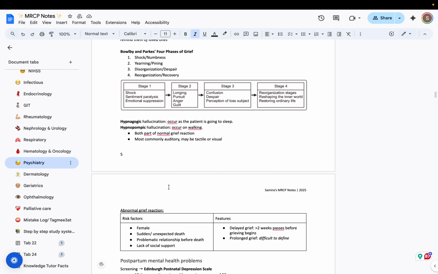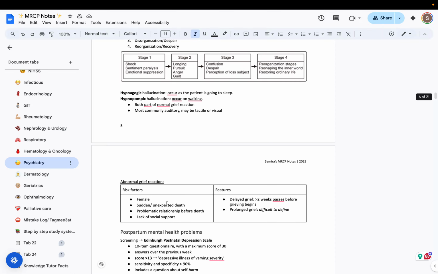Then there are some types of hallucinations: hypnagogic, going to sleep; hypnopompic, on waking. Both of them may occur as part of normal grief reaction. Now, what are the abnormal ones? There are some risk factors: being female, sudden death, problematic relationship, lack of social support. There's either delayed grief or prolonged grief. Delayed grief happens when there's at least 2 weeks before the grieving starts. Usually grieving would start once the loss happens, but if there's a delay, that's delayed grief.